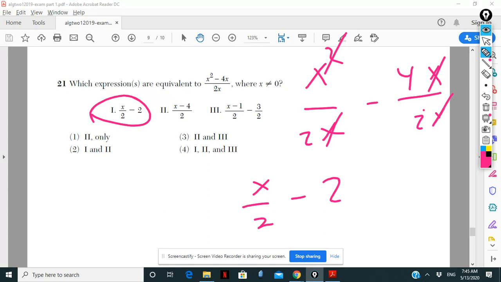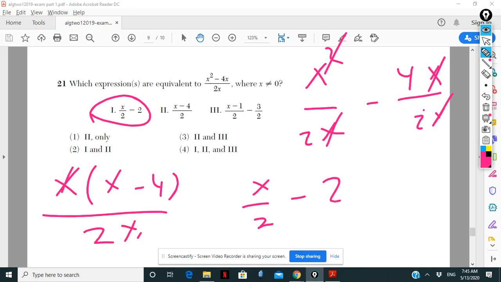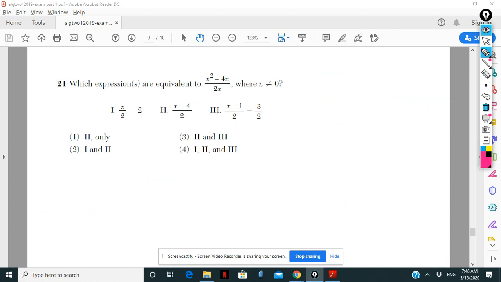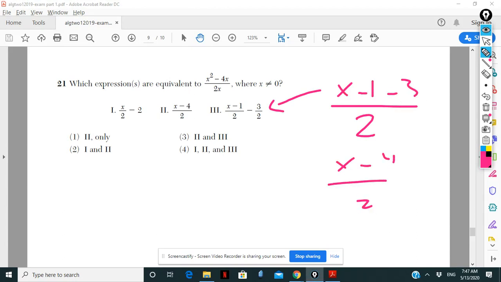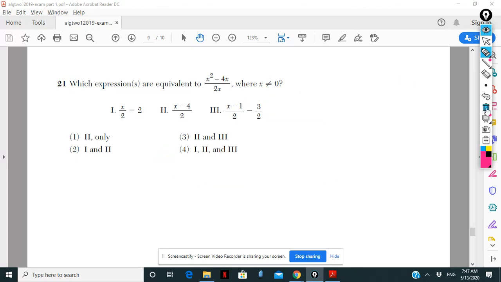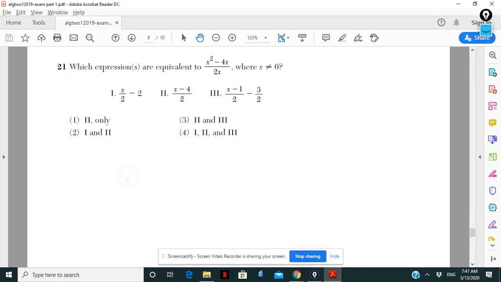The other one, I can take the x as a common factor and cross it out, so I have x minus 4 divided by 2. Let's say this one, if you look at what he did, I have the common denominator, it's x minus 1 minus 3, so it's giving me x minus 4 over 2. So also number 3 is correct, 1, 2, and 3, so the answer is 4. The answer for 21 is 4.